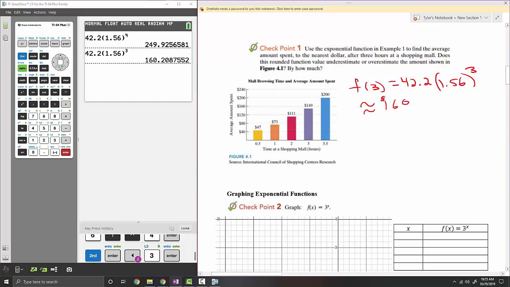Right? So then if we look at 3 hours, we can see from the table that the value is $149, right? So we estimated 160, so this is an overestimate, right? So our function overestimates by $11, right? So the function overestimates, and this should be just one word, right? So I'll put a hyphen. Overestimates by $11, right?